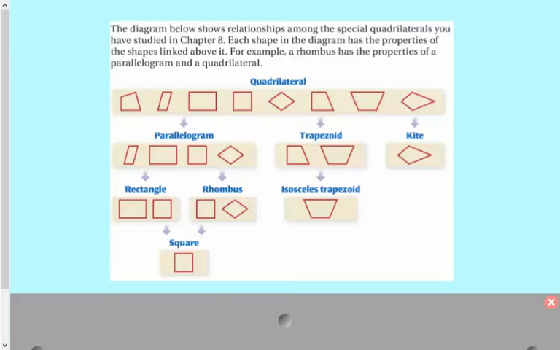We've studied parallelograms, which breaks down to rectangles and rhombuses. More specifically then, we have squares, which have all the properties of the rectangles, the rhombus, and the parallelograms. Then we have trapezoids, and more specifically isosceles trapezoids. So the isosceles trapezoid is the same thing as a trapezoid with a few other special features. And then we have kites in their own little world there.